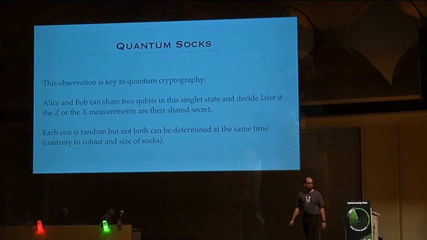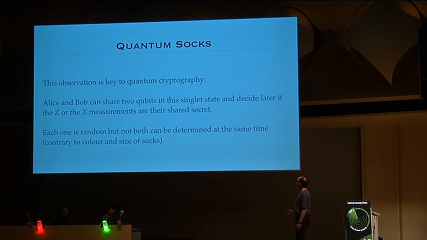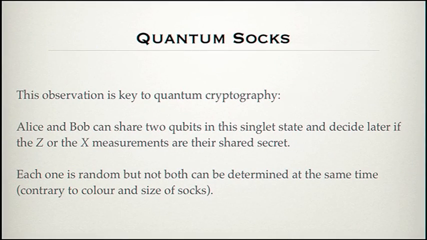Okay, so this is now my quantum version of socks. These are my quantum socks, because this observation that I have simultaneous correlated states both in X and in Z is the key to quantum cryptography, because now my friends Alice and Bob share these two qubits in the state that I just talked about.